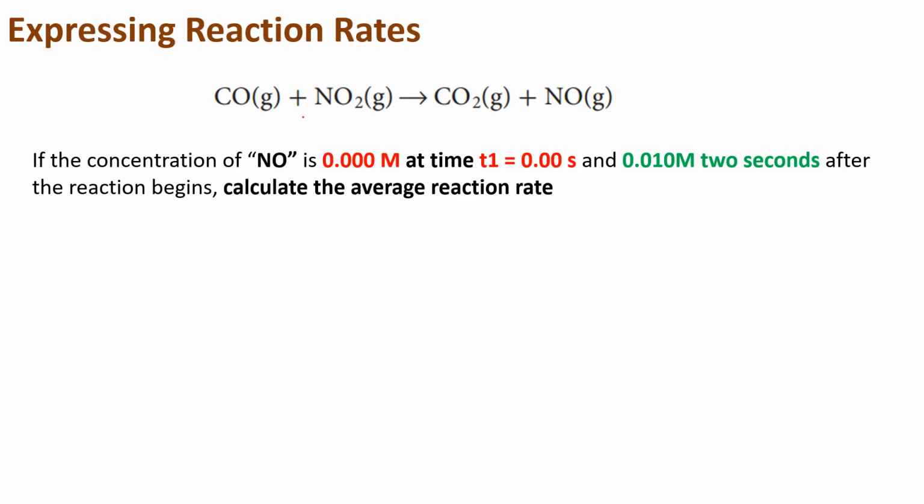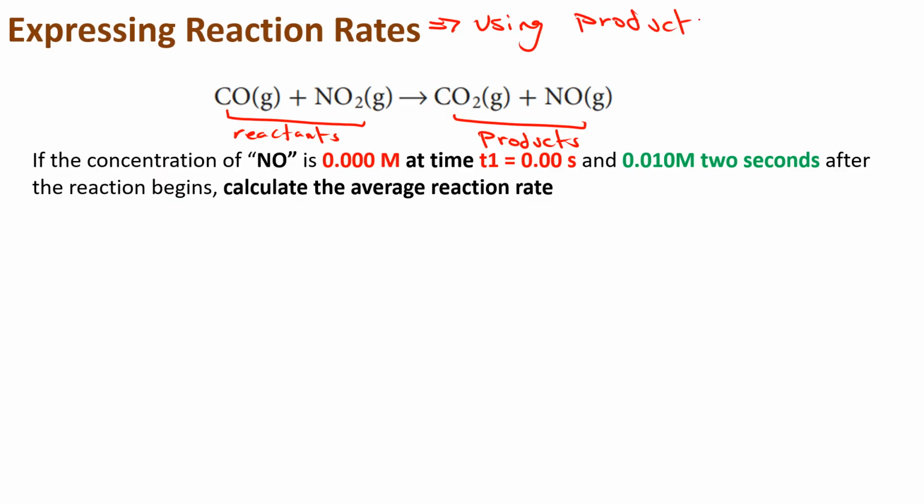Right, guys? Now, how can we express the reaction rate from actual chemical equations? So imagine this is a chemical reaction, right? So this side reactants and this side products. So this one using products. We will use the products to calculate the average rate, we won't use the reactants, okay?